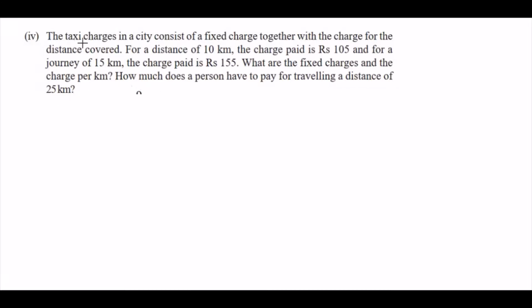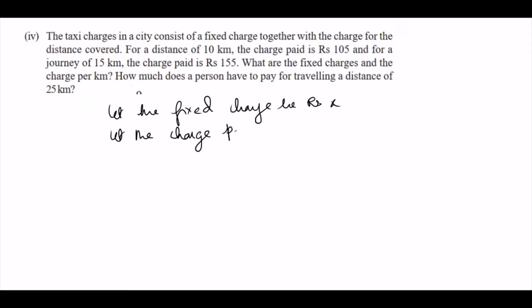So here it's given that the taxi charges in a city consist of a fixed charge together with the charge for the distance covered. That is, whenever you get in the taxi, there is a fixed charge, whatever distance you go. So let the fixed charge be rupees X, and let the charge per kilometer be rupees Y. That is, for each kilometer there is a charge and there is a fixed charge. So there are two charges: one is the fixed charge and the other is per kilometer.